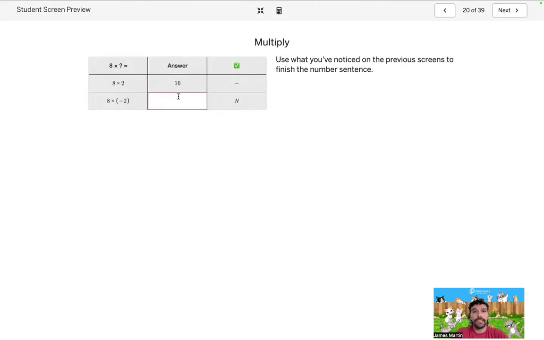Here, same process, pause the video. All right. So same thing, we have negative 2. But how many times do we have negative 2? We have negative 2 eight times, which is going to give us negative 16. How are we feeling about this? Thumbs up, thumbs middle, thumbs down. Talk to your facilitator about it, because I obviously can't hear you.